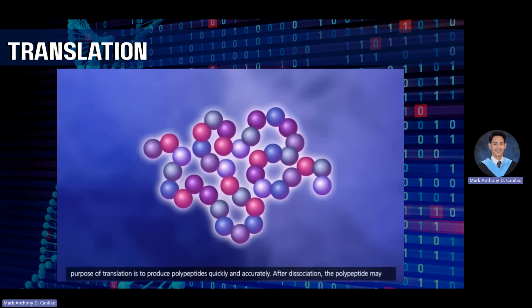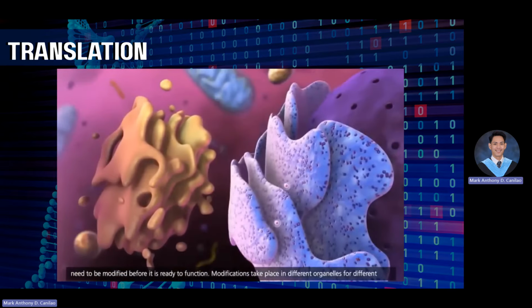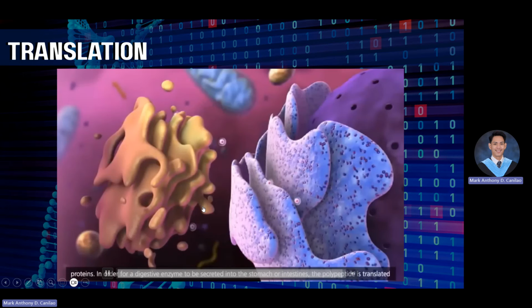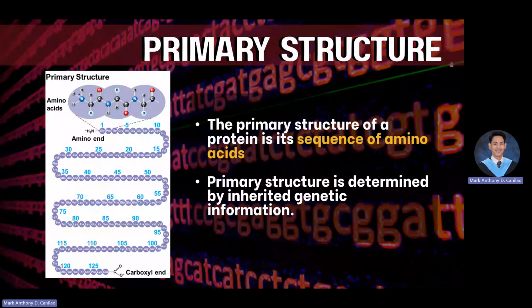After dissociation, the polypeptide may need to be modified before it is ready to function. Modifications take place in different organelles for different proteins. In order for a digestive enzyme to be secreted into the stomach or intestines, the polypeptide, or... Again, so at the end of the whole translation process, we were able to manufacture a polypeptide chain.